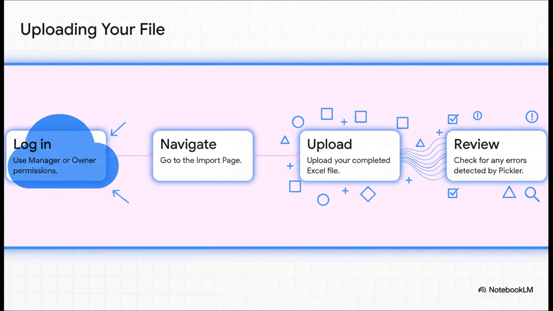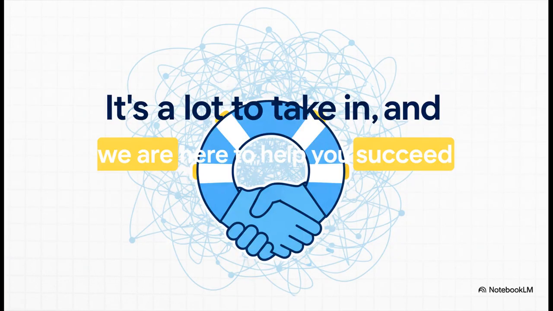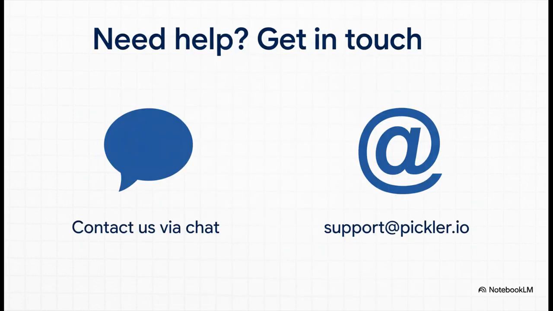Listen, we know this template is a serious tool and that it can feel like a lot to take in when you're just starting out. But please remember, we are absolutely here to help you get this right. We want you to succeed. So if you run into an error message that doesn't make sense or you just have a question about a specific field, don't hesitate. Please reach out. You can ping us through the chat right inside the app or just send an email to support@pickler.io.